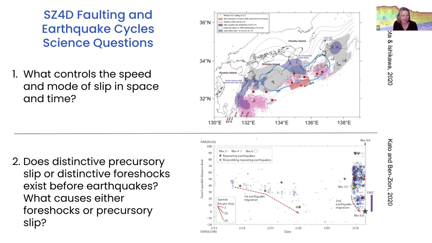Our second question is, what distinctive precursory slip or distinctive foreshocks exist before earthquakes, and what causes it? There have been a number of exciting studies, such as the one here on the right, that have documented behavior before large earthquakes, such as migrating precursory foreshocks. But when we look around globally, the existence and style of precursory behavior vary a lot. So we still have a lot of questions for identifying precursory behavior as such and understanding what causes it.